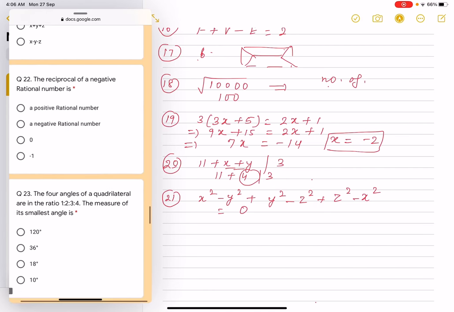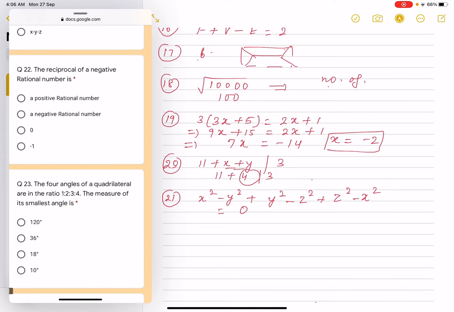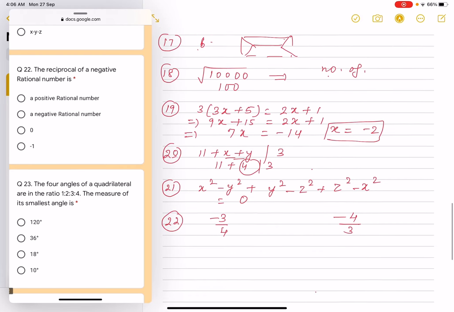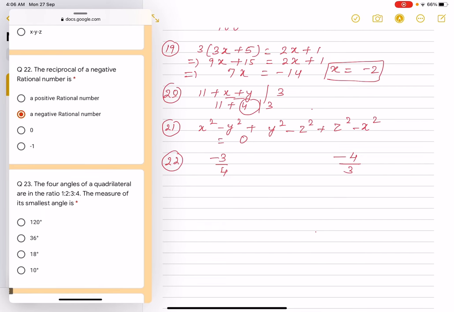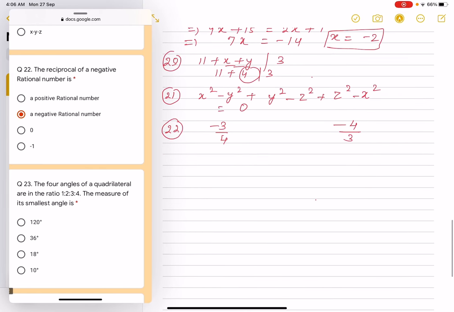Fast. The reciprocal of a negative rational number. Any number, if I take a negative rational number, just check, minus 3 by 4. So reciprocal will be minus 4 by 3. It is again negative. So it will be a negative rational number. B option will be correct.